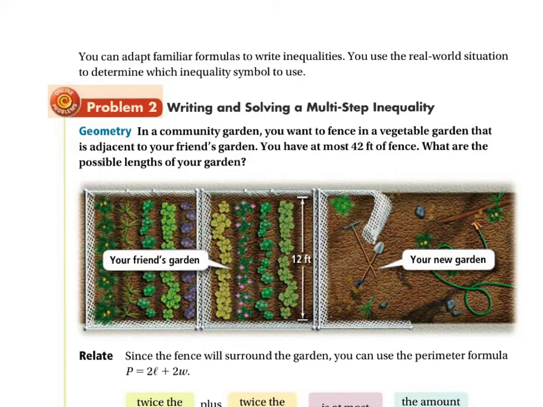If you look at problem 2, in a community garden, you want to fence in a vegetable garden that is adjacent to your friend's garden. You have at most 42 feet of fence. What are the possible lengths for your garden?